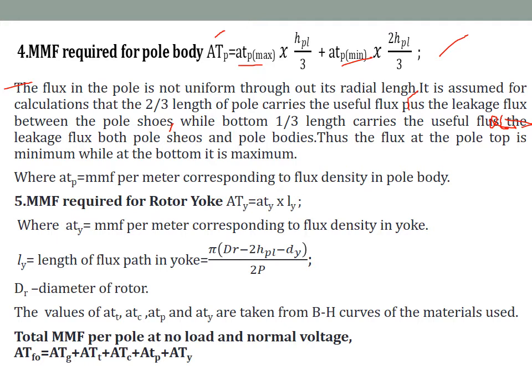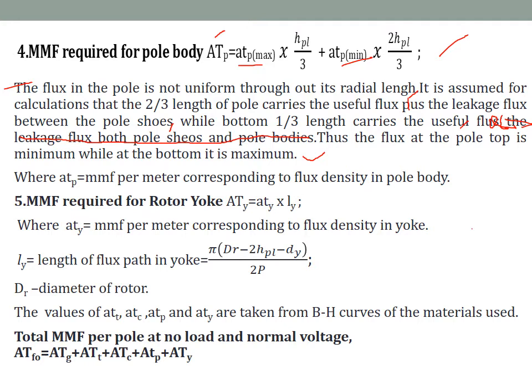So now here the 2/3 length of the pole carries the useful flux plus leakage flux between the pole shoes, while the bottom 1/3 carries only useful flux. Thus the flux at the pole top is minimum, while at the bottom is maximum.